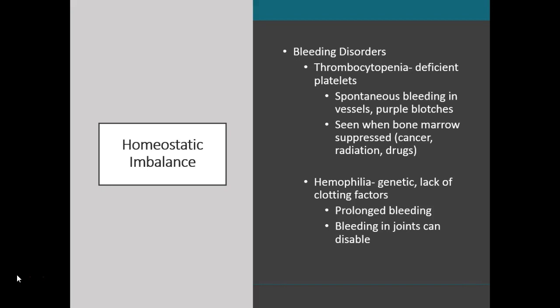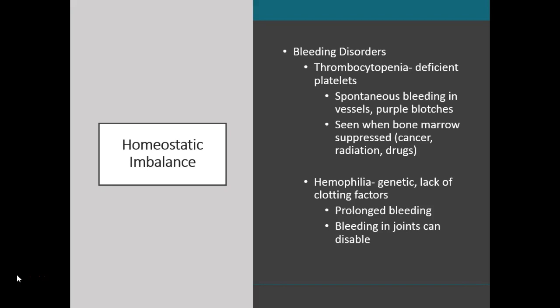A disorder associated with platelets is thrombocytopenia. Remember, platelets are also known as thrombocytes. So, thrombocyte, platelet, and then penia, remember, means shortage. So, a shortage or deficient number of platelets. This can result in spontaneous bleeding, especially in small vessels, shown or indicated by purple blotches that may show up on the skin.